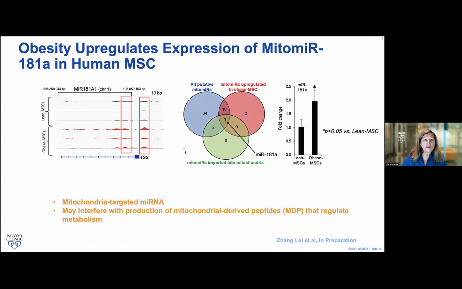Interestingly, we found that obesity also upregulates the expression of a specific mitochondrial-targeted microRNA called mitomiR, or mitochondrial microRNA 181A, in human mesenchymal stem cells. This is a specific microRNA that can be imported into the mitochondria. This is why we ascribe an important function to it. You can see that it is increased in expression in my obese MSCs, both in the IGV as well as qPCR, suggesting that it might be involved in the effects of obesity on MSCs.